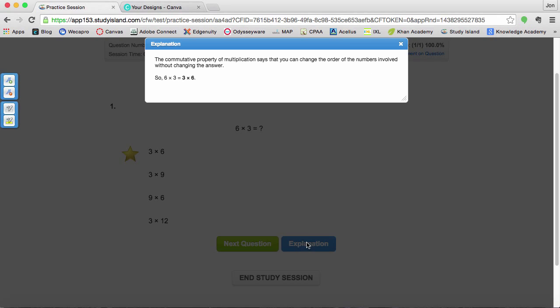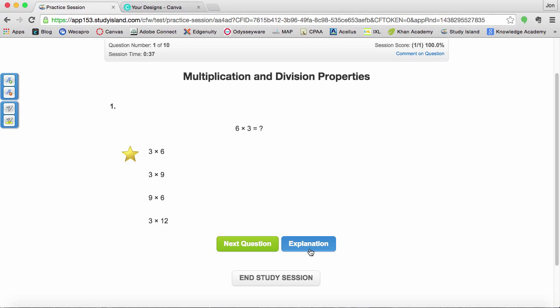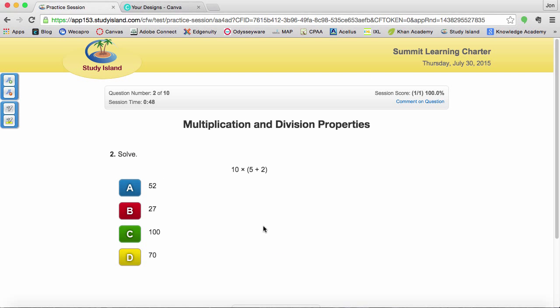I can get an explanation if I want to on the commutative property, which is a nice feature about Study Island: you always have this explanation built in on all the questions. So even if students maybe guessed and got it right, they can still get that explanation and just double check that they knew what they were doing. And we can go on to the next question.